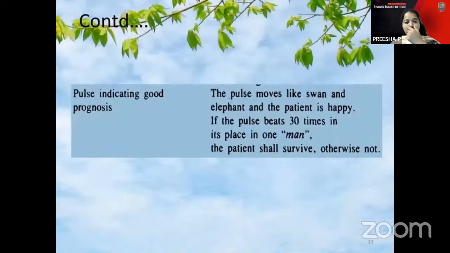And the good prognosis: the pulse moves like the swan and the elephant. You have to remember the Nimitta Rupa Lakshana. Like every morning when you get up, if you see some of the animals, it is auspicious for that day. Similarly, the elephant is considered an auspicious animal, and the swan too. That is why in the Puranas, kings used to feed the swan or keep the swan in their palaces, so that it would have an auspicious effect. So the swans and the elephants are considered auspicious, meaning something good.